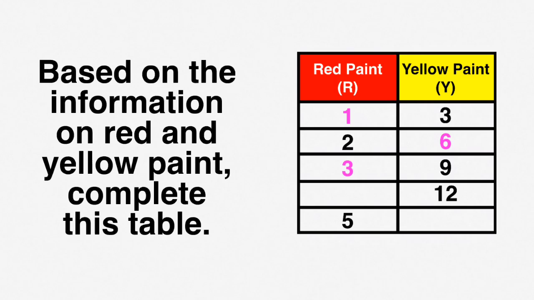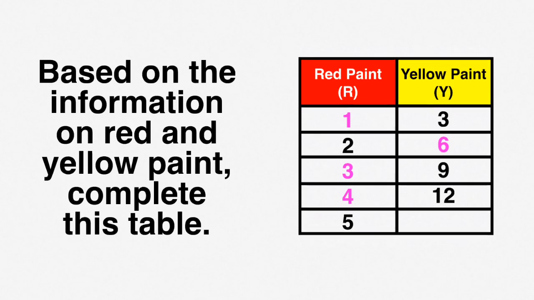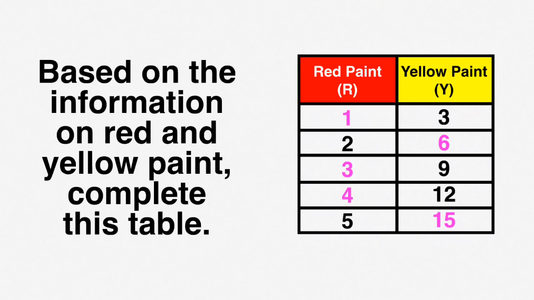To find out how much red paint I would need after 9 gallons of yellow, well, 9 is 3 times as many as the original 3 gallons, so I'd need 3 times as many of the original red gallons, which would give me 3. And of course we're going to do the same for the 12 gallons of yellow paint. 12 gallons is 4 times as much as the original 3, so the red would have to be 4 times as much as 1, which would be 4 gallons of red paint. And lastly, 5 gallons of red paint is 5 times as much as the original, so 5 times as much as the original yellow would be 15.